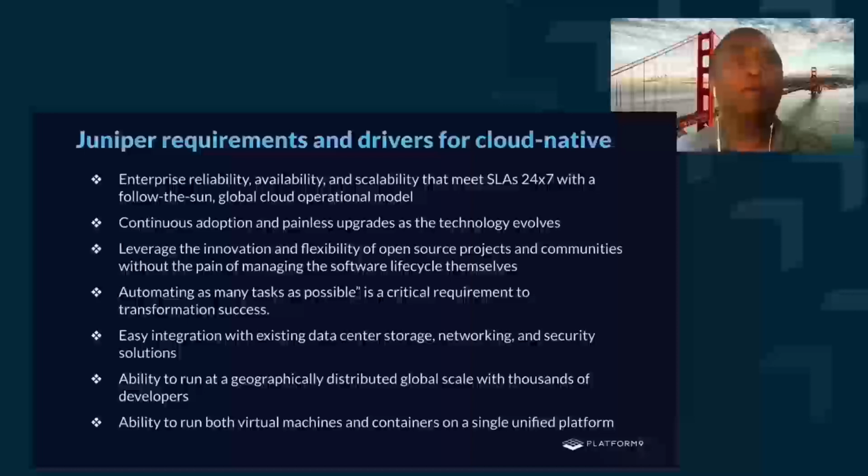So leveraging the innovation flexibility of open source is critical. At the same time, as we all know, with open source, it comes with the pain of managing the software life cycle itself. Every time new features and functionality come in, you need to test it, validate it, and verify it. You need to ensure that it's backward compatible and interoperable, and that all the applications and tools that have been working on this platform continue to work. So it's a do no harm approach that we need to take on.